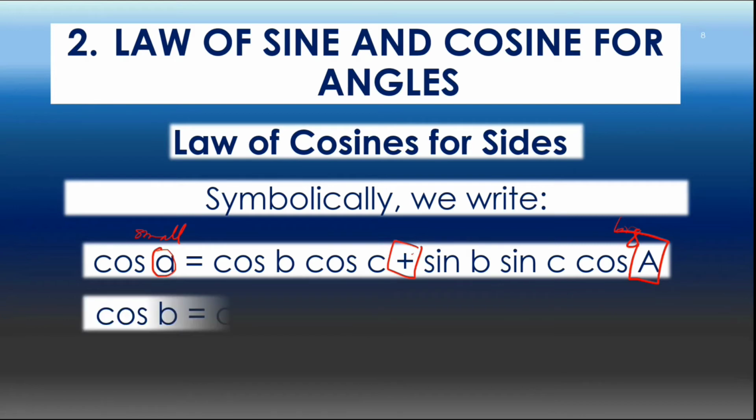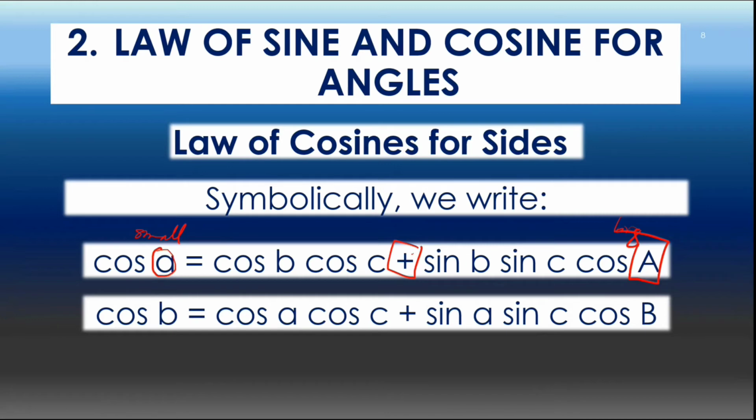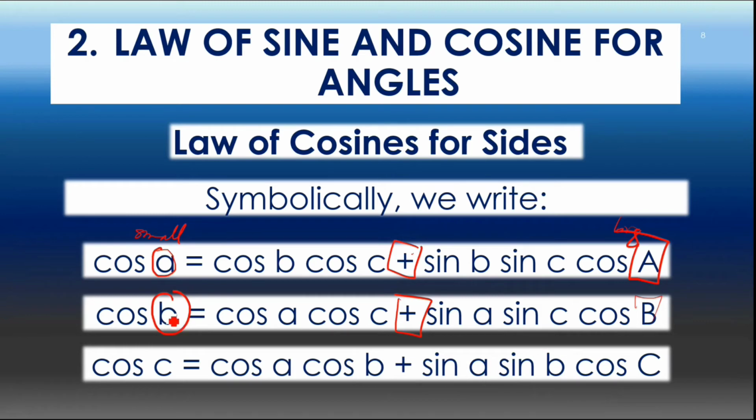So just remember this format for B. For side B, we have cosine of side B equals to the product of the cosines of the two sides A and C increased by the product of the sines of the two sides A and C. And then we do have here the big B. Also same format for C. What is important is you know one formula here, then the others will follow. You just change the letters.